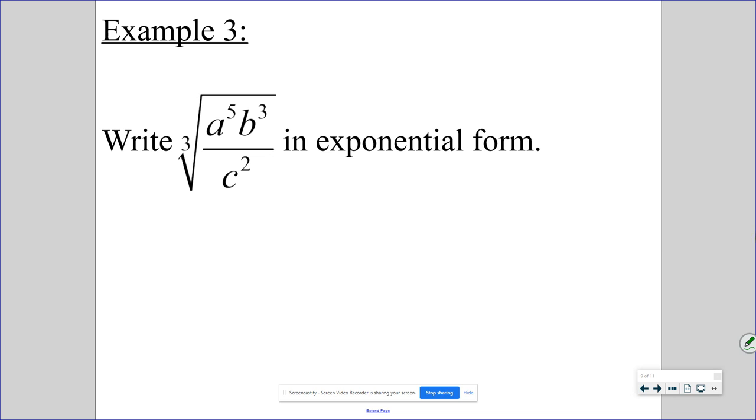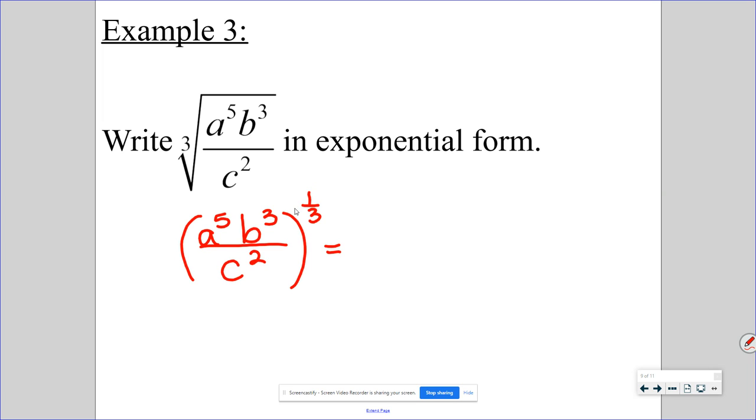Oh, I guess I have a couple more examples. Okay, a couple more, and then we will move to Delta Math. So write the cube root of a to the 5th, b to the 3rd over c squared in exponential form. So this is where we're going to change any radical or any fraction back to an exponent. So I'm going to begin with the cube root, because I know that the cube root is the same as raising something to the 1/3 power.